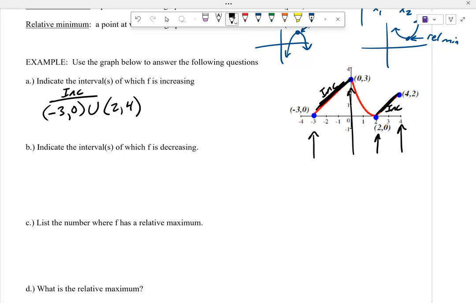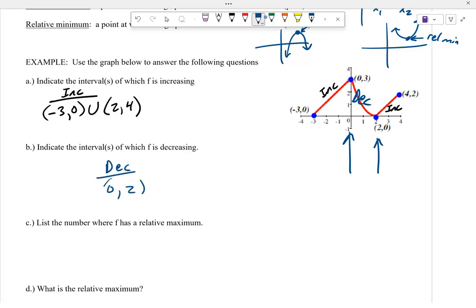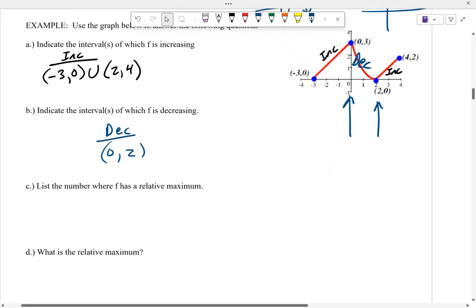Now, where are we decreasing on this graph? Right here, we're going down and to the right. So it's from an x value of 0 to an x value of 2. We are decreasing on this graph. And whenever we're talking about increasing or decreasing, we always leave these as open intervals. I'll address why in the next graph.